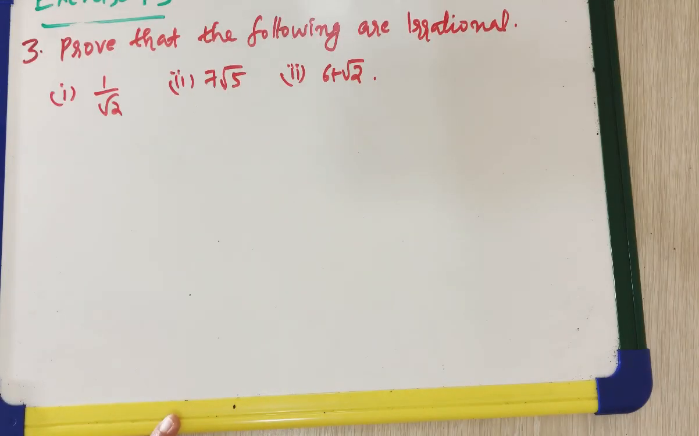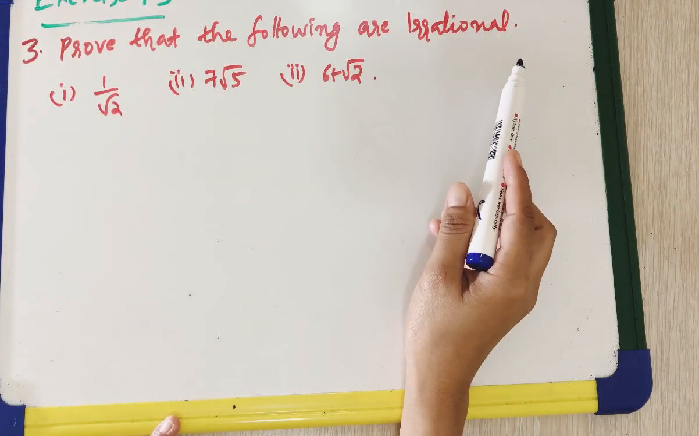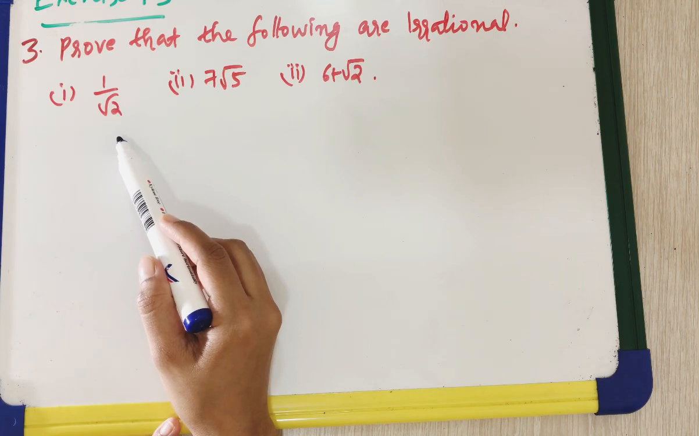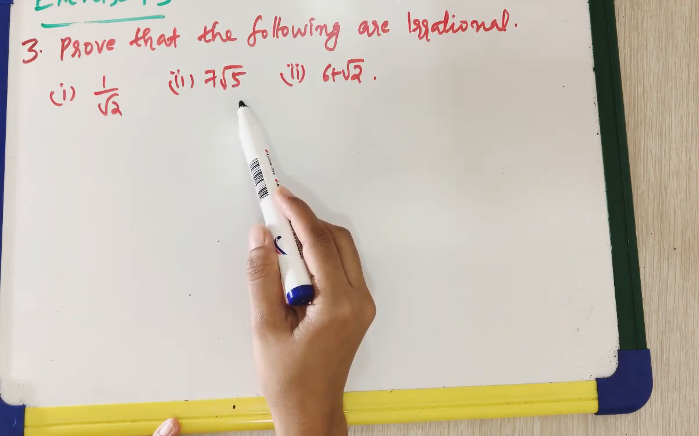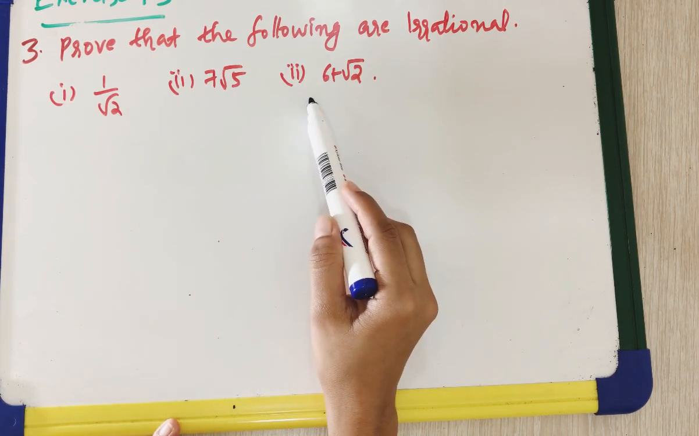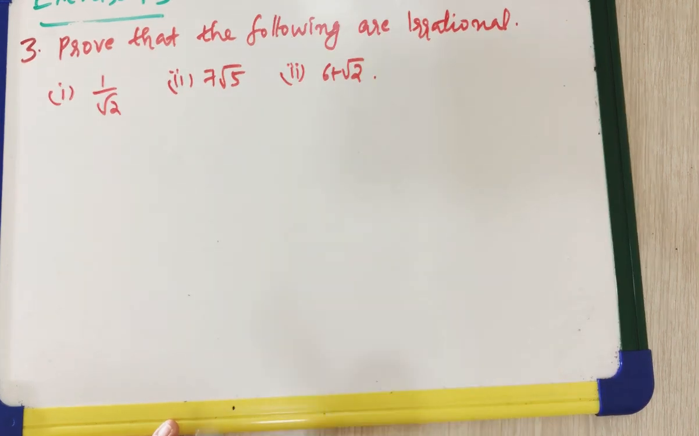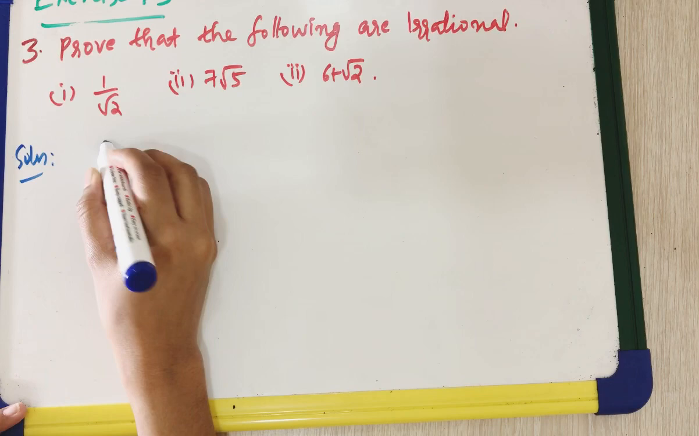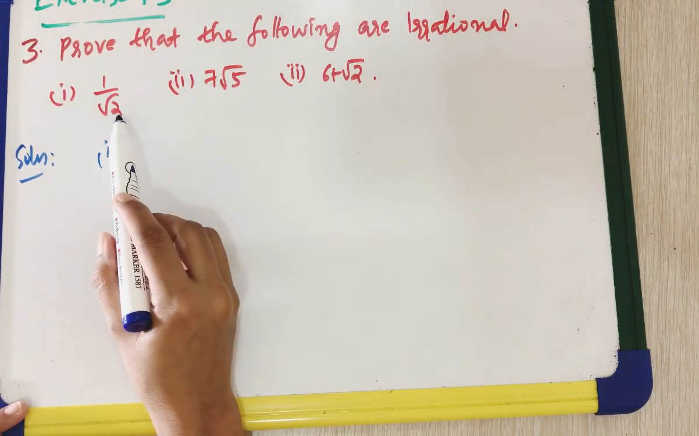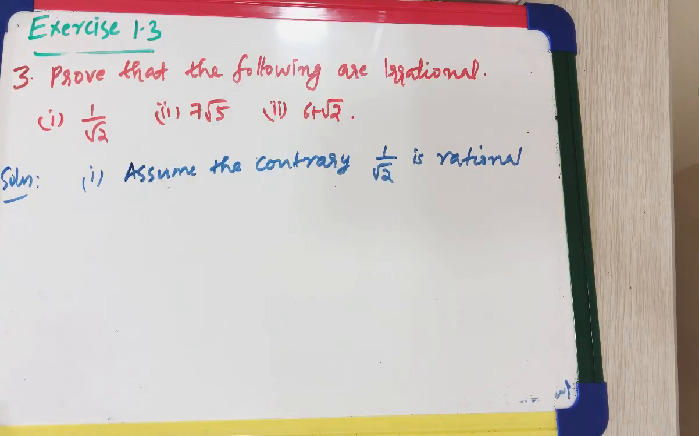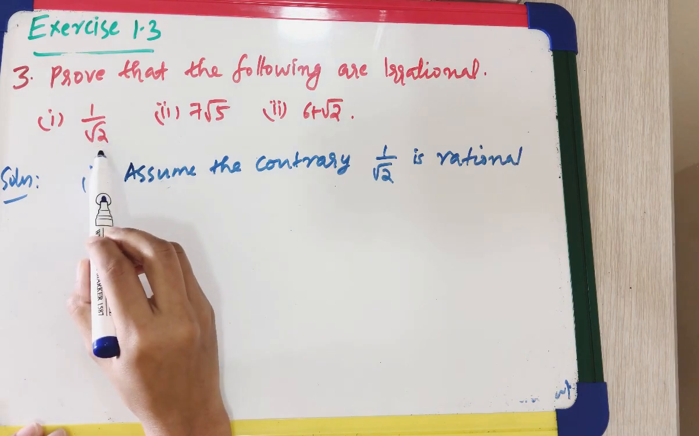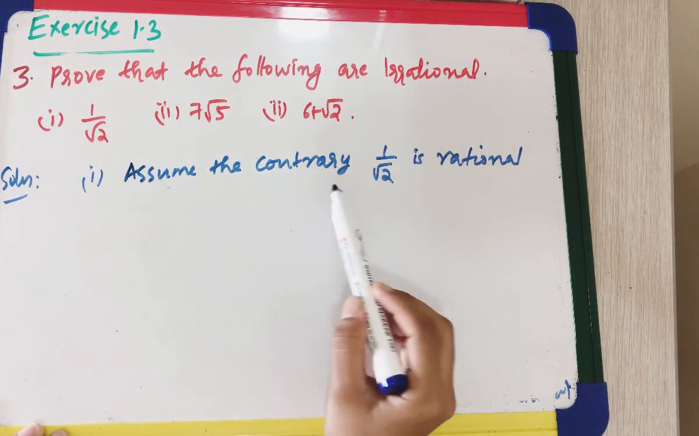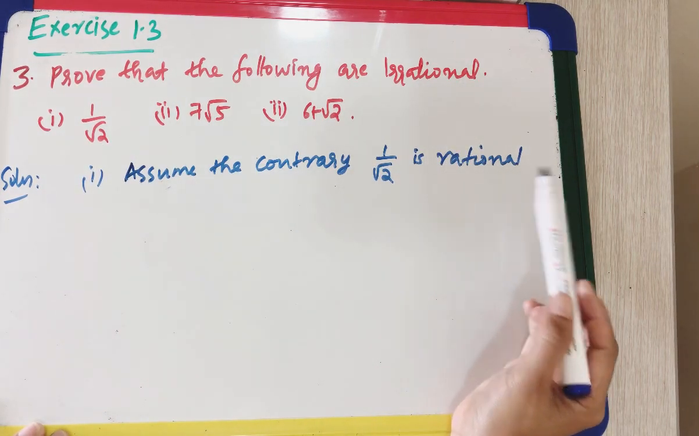Next question. Prove that the following are irrational. First one, 1 by root 2. Second one, 7 into root 5. Third one, 6 plus root 2. See solution. First one, we have to prove that 1 by root 2 is irrational. To prove this, assume the contrary, 1 by root 2 is rational.